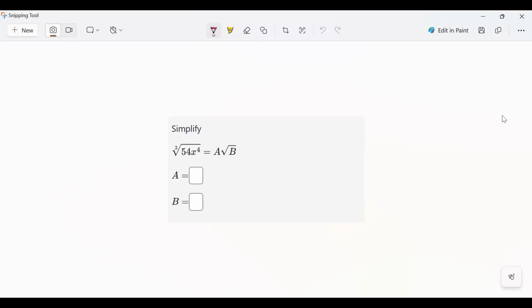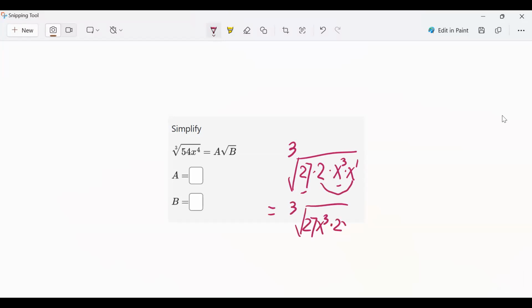And let's go over the solution. Since it's a cubic root, you're going to look for the maximum cube that goes into 54. It turned out to be 27 times 2. And then you break down x to the fourth as x cubed and x to the first. So these two are the perfect cube and the perfect cube term. So we put it together, 27x cubed, and put the other two terms together as 2x.